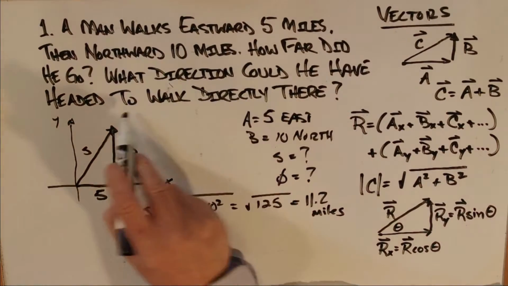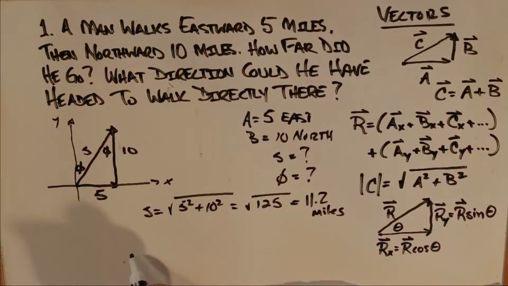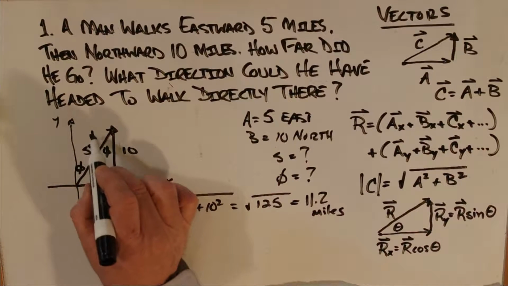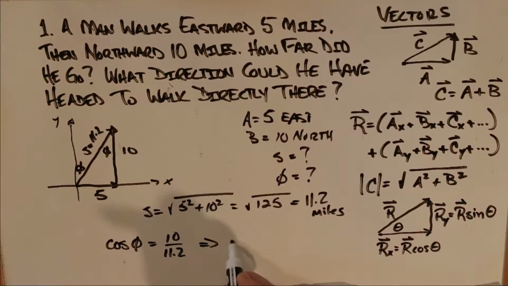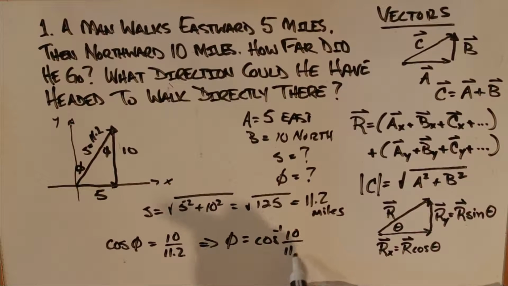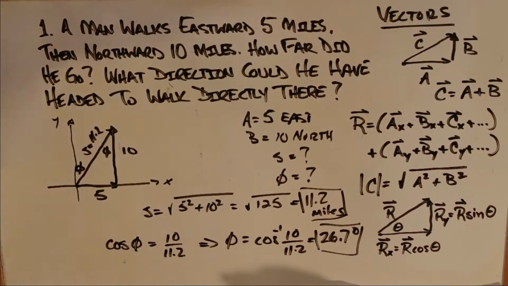What direction could he have headed to walk there? We have a number of different trigonometric relationships we can use here. We have cosine, sine, and tangent. Since we know all three lengths of this right triangle, we can use any one of those. We use cosine. Cosine is the adjacent over the hypotenuse, in this case 10 divided by 11.2. So theta, the angle, is the inverse cosine of 10 divided by 11.2, and that is equal to 26.7 degrees. And that's the end of the first problem.